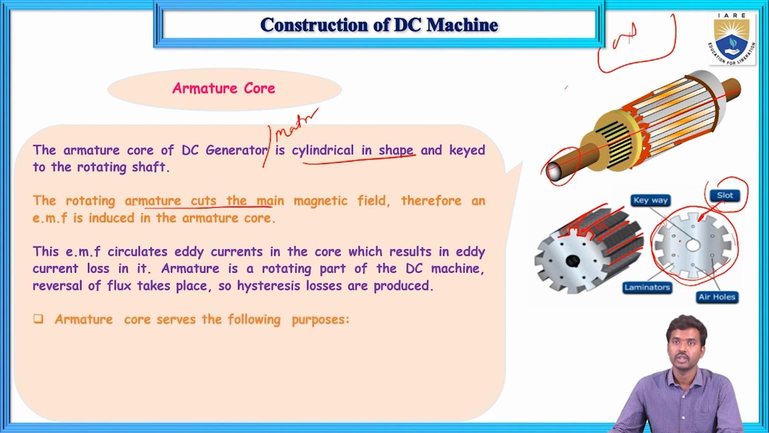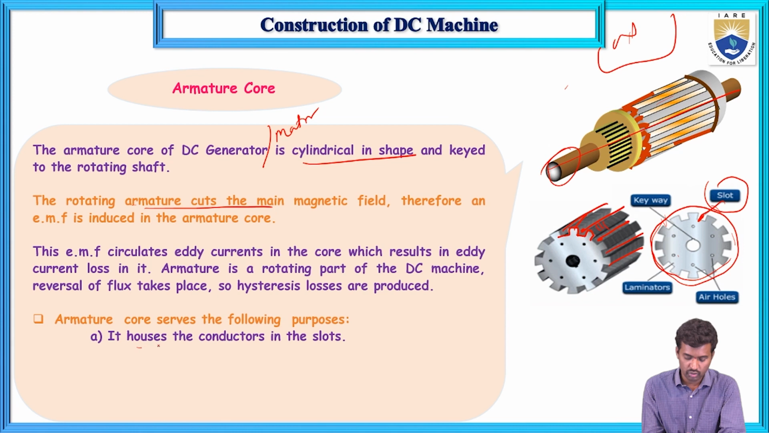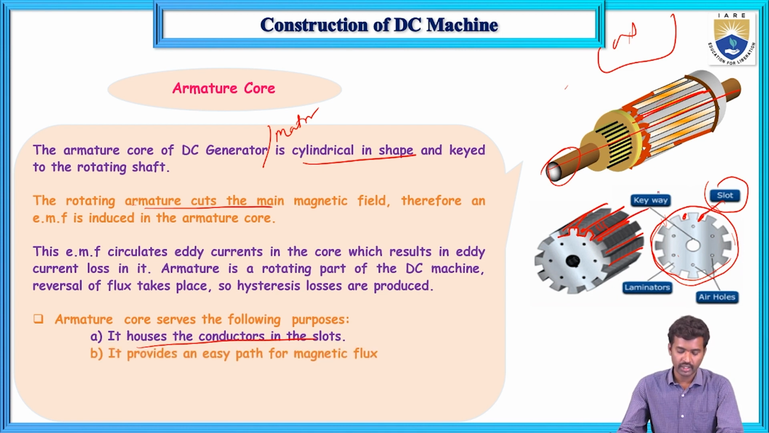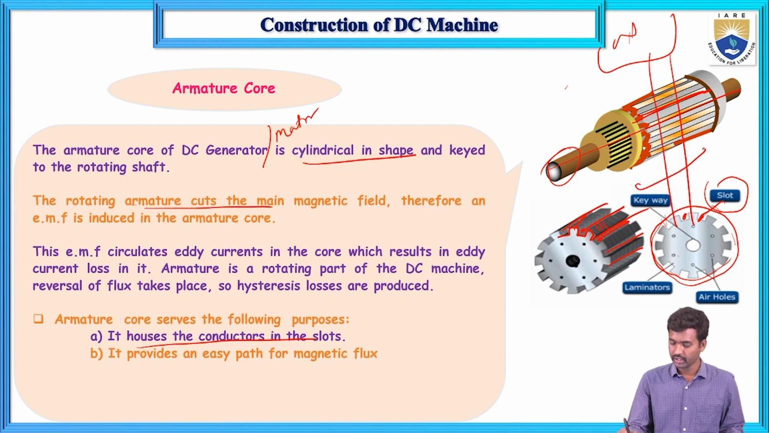Now next, what does the armature core serve? It houses the conductors. It carries the armature conductors, the armature winding, in the slots. These are the slots. Next, it provides an easy path for the magnetic flux from one pole to the other pole.